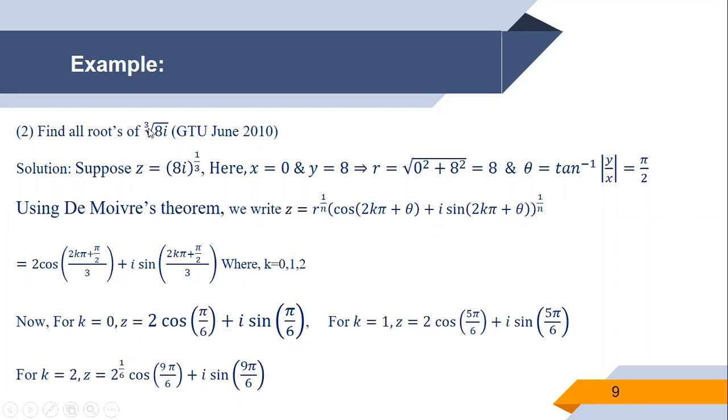Here n is 3, so k is 0, 1 and 2. Now we input k is 0. Then the first root is 2 cos pi by 2 divided by 3, so pi by 6, plus i sin pi by 6. K is 1, then we get 2 cos 5 pi by 6 plus i sin 5 pi by 6. K is equal to 2, so we get 2 cos 9 pi by 6 plus i sin 9 pi by 6.